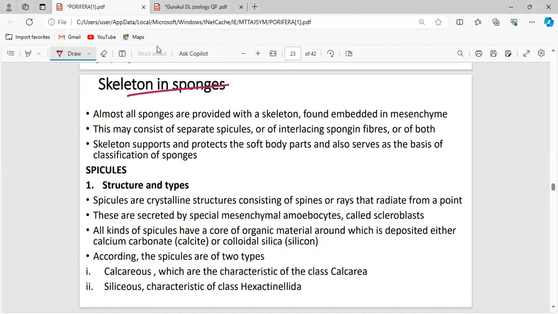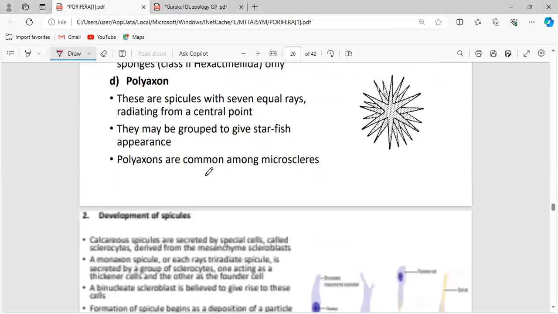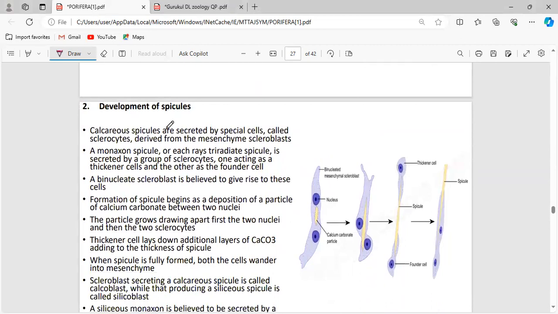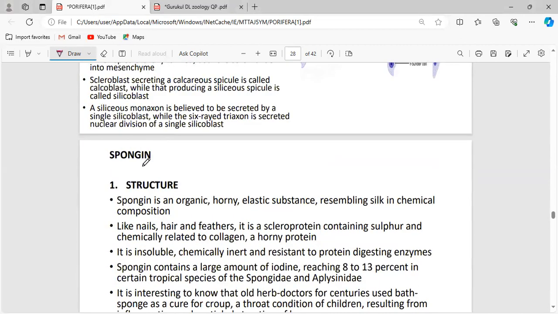As I said before, the skeletal system is made by two things. One is calcareous spicules, because they are made up of calcium carbonate, as well as siliceous spicules. Another one is proteinaceous spongin fibers. These two things you have to remember. With respect to the skeletal system of Porifera, it is made up of calcareous or siliceous spicules, and the second is spongin fibers, that is, proteinaceous spongin fibers.